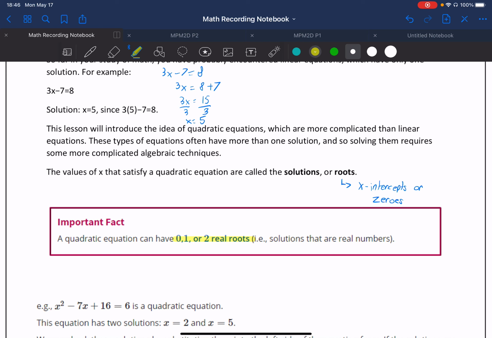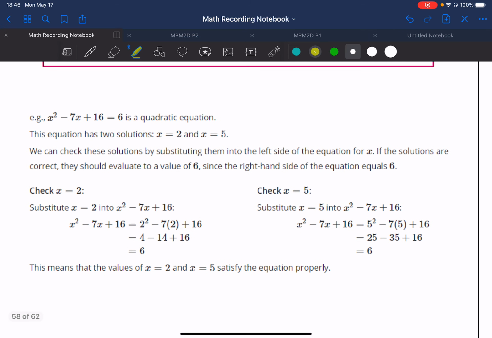Let's look at an example here. We have x squared minus 7x plus 16 equals 6. That is a quadratic relation, so this is what we're going to be working with here. This equation has two solutions, x equals 2 and x equals 5. We can check to see if these solutions are correct by substituting them into the left side of the equation and solving for the entire equation. We're going to substitute for what x is. If the solutions are correct, then they should have the value of 6. Remember, this is kind of like doing left side, right side.